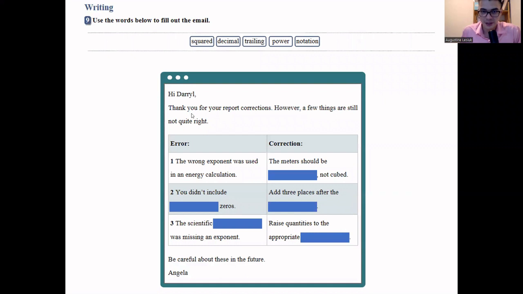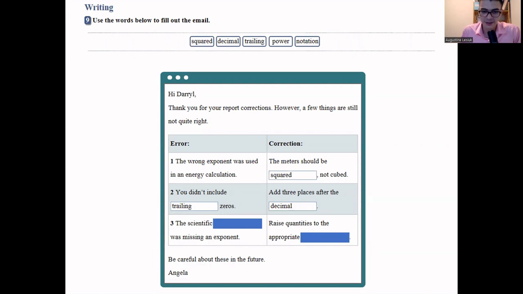Here are the answers. Hi, Daryl. Thank you for your report corrections. However, a few things are still not quite right. Error. The wrong exponent was used in an energy calculation. Correction. The meters should be squared, not cubed. Error. You didn't include trailing zeros. Correction. Add 3 places after the decimal.